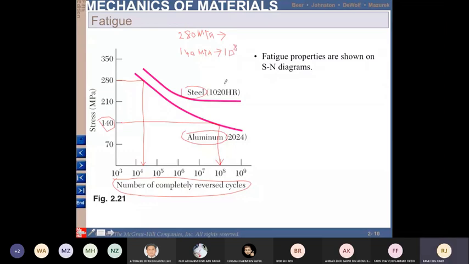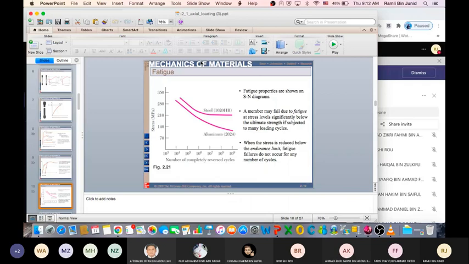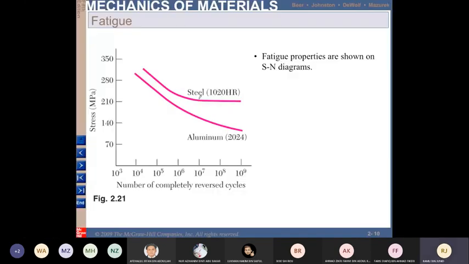Faham tak? How many times can you use that chair? How many times can people sit on it? But if the load is only 70, your chair will last forever because it does not meet this graph. And with steel, similarly, if you give 280 MPa, the chair can last up to this number of cycles.